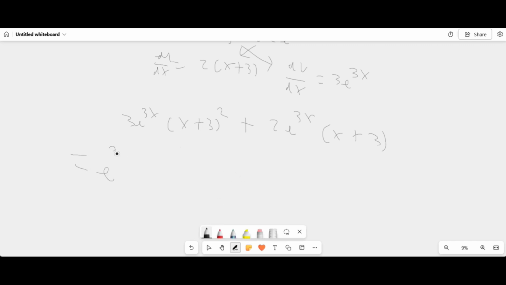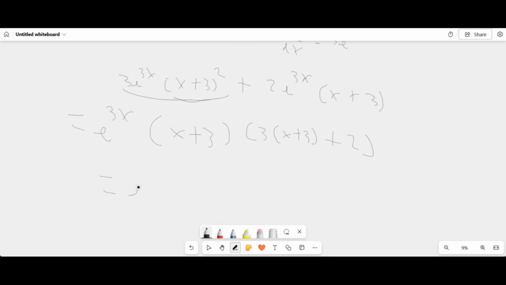Obviously take out e to the power 3x because that's in common here. So take that out straight away. We can take out x plus 3 as well because that's also in common. Taking that out from here leaves us with just 3 and another x plus 3, because we took out x plus 3 from x plus 3 squared. And here it's just going to leave us with 2, because we took out e to the power 3x and x plus 3.